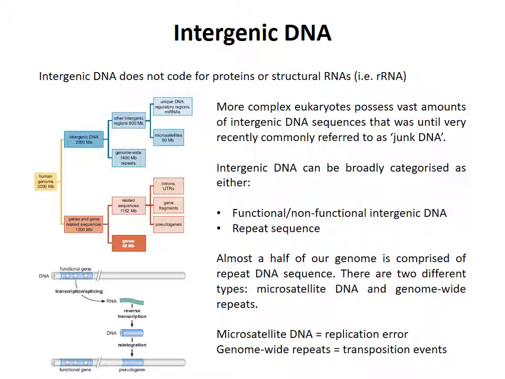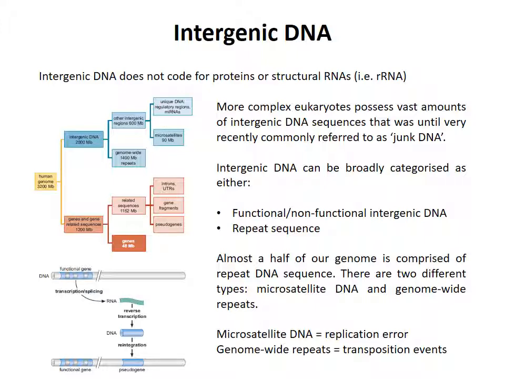So we can broadly categorize intergenic DNA into two different groups: functional or non-functional intergenic DNA, and repeat sequences. We've already seen how repeat sequences really start to explode into genomes as you get into more complex eukaryotic organisms, particularly humans, Homo sapiens. If you look at our entire genomic sequence, 3,200 megabases, around half of that is actually made up of repeat DNA sequence. That's a staggeringly large amount of repeat sequence, taking up all that space and real estate within our genomes.